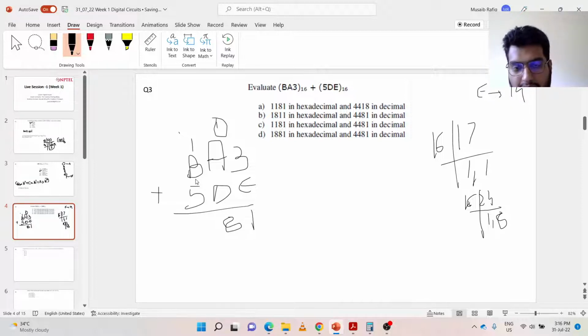Then we have B. B means 11. 11 plus 5 is 16. 16 plus 1 is 17. That is 1 1. So the number in hexadecimal is 1181. So the answer in hexadecimal is 1181.